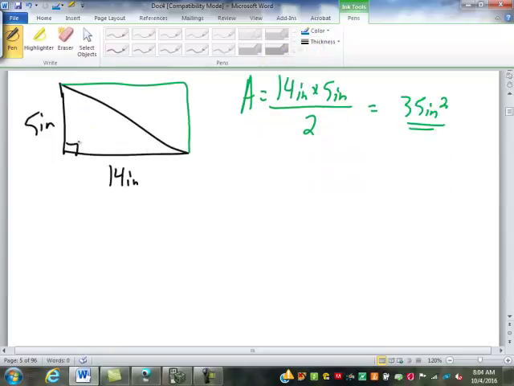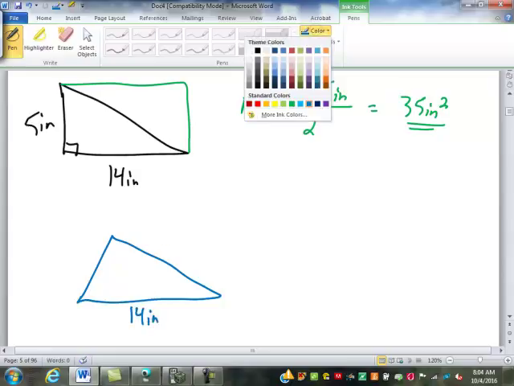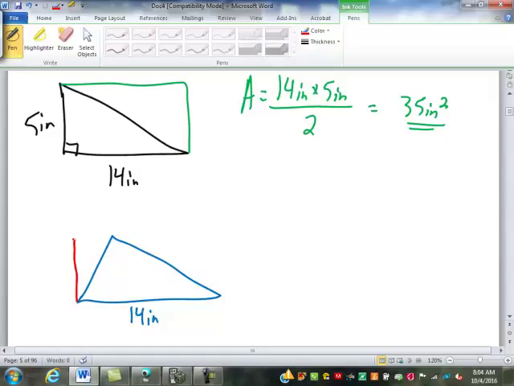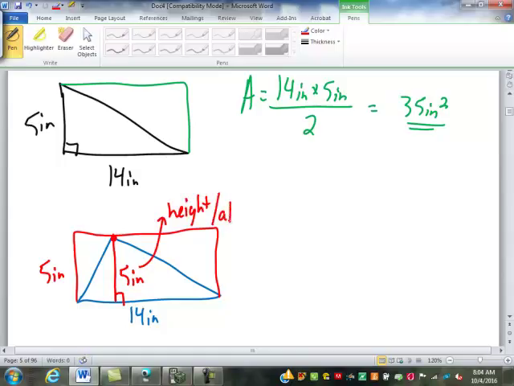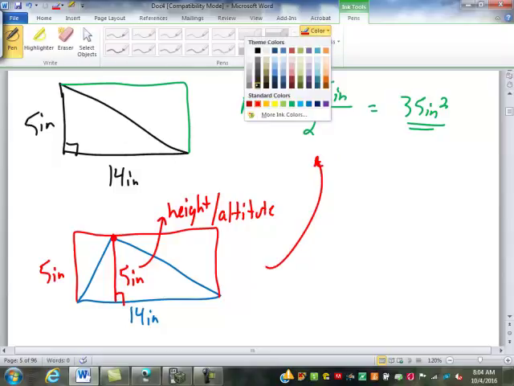It does not have to be a right triangle like that. It can be like this. But what we're looking for is what the width of that rectangle would be that contained it. For this to be 5 inches here means it has to be from this point here, the corner that's furthest away from that side, measured at a right angle, has to be 5 inches. That's called the height of the triangle, or sometimes called the altitude of the triangle. And that area is still going to be 14 inches by 5 inches divided by 2, because it's half of the triangle.